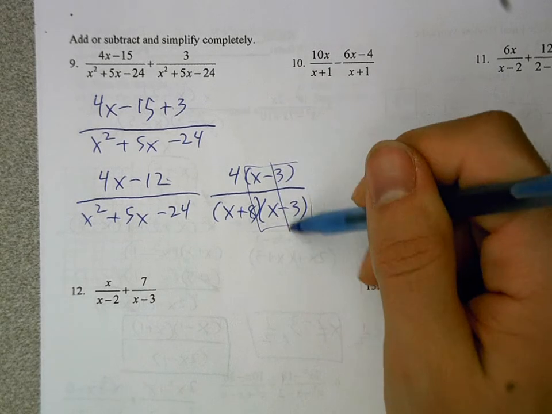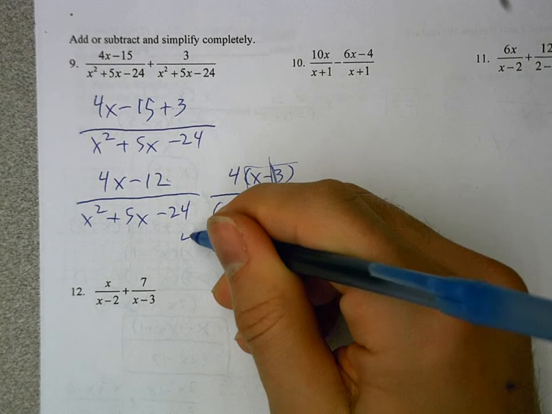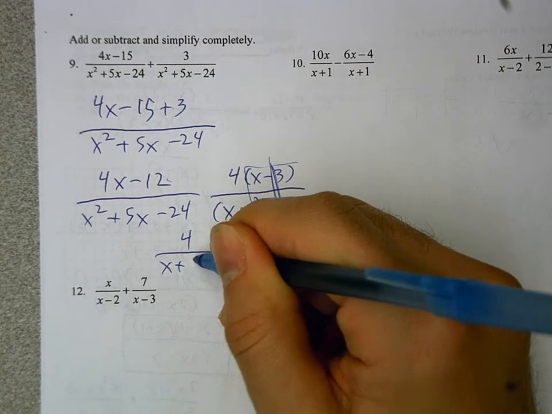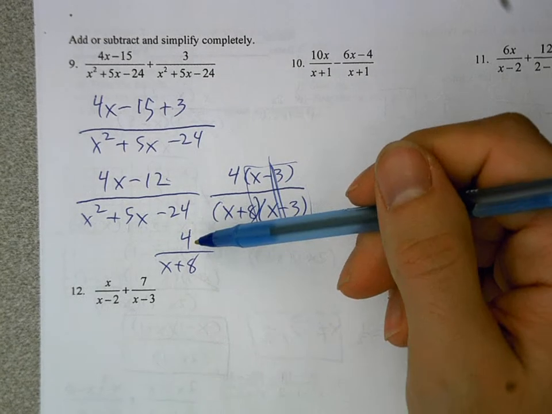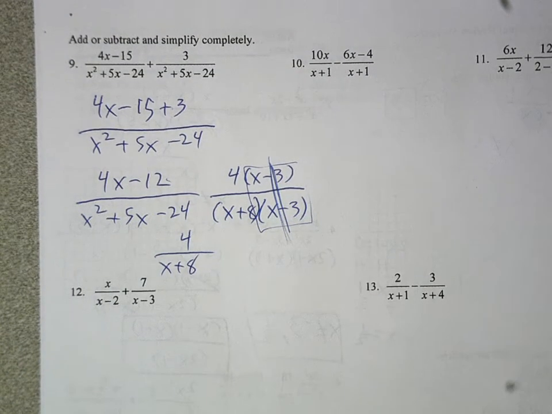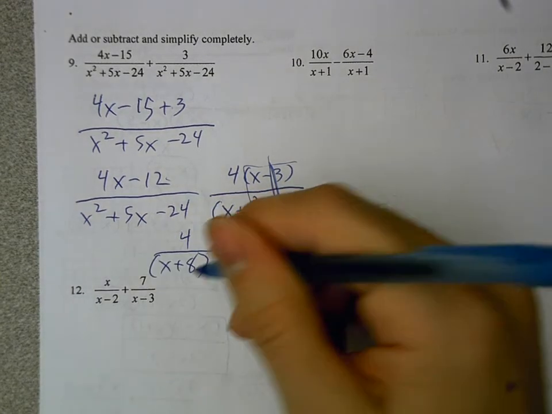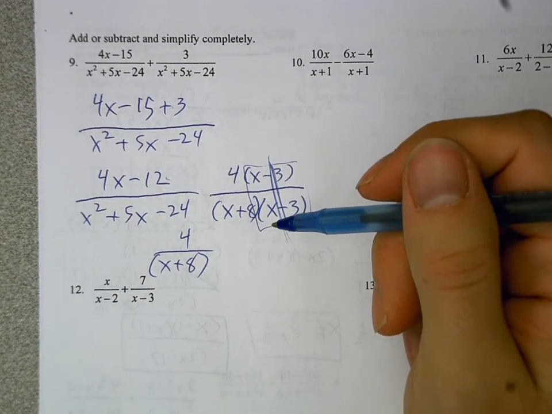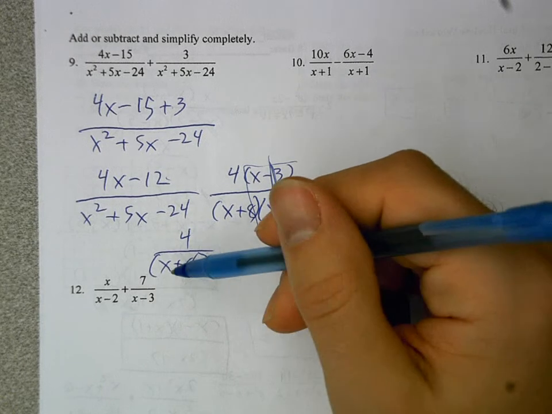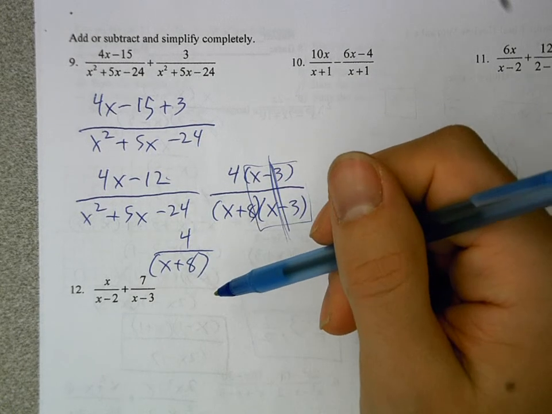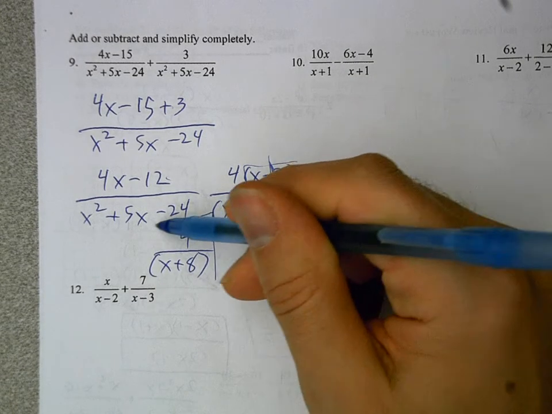And I'm left with 4 over x plus 8. Can I reduce the 4 and the 8? No. Again, right, the x plus 8 is locked in there. Put it in parentheses if you want to. That 8 cannot be reduced because it's a part of that addition along with the x. So here is my reduced answer.